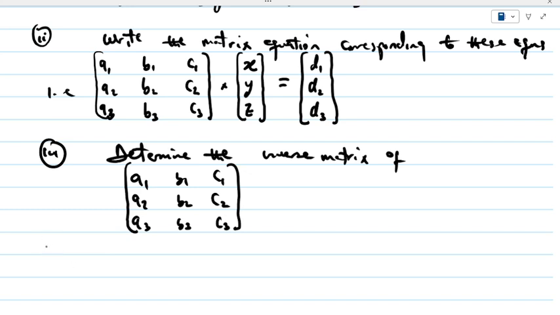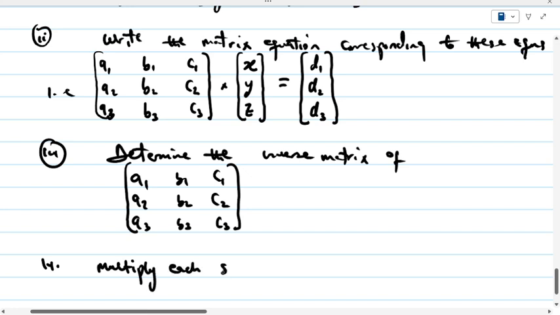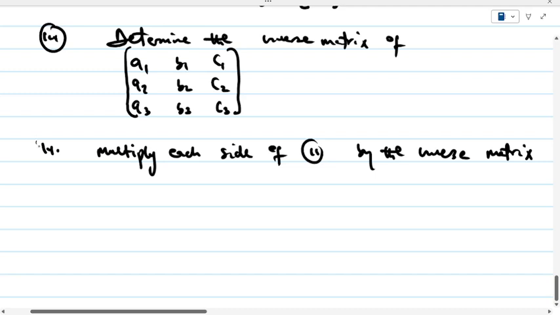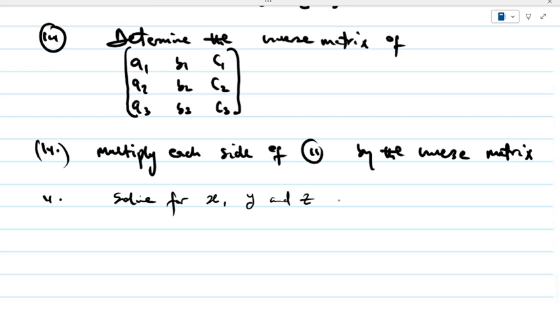Okay, the fourth procedure is to multiply each side of figure 2 by the inverse matrix. Then the last is just to solve for x, y, and z by equating the corresponding elements.